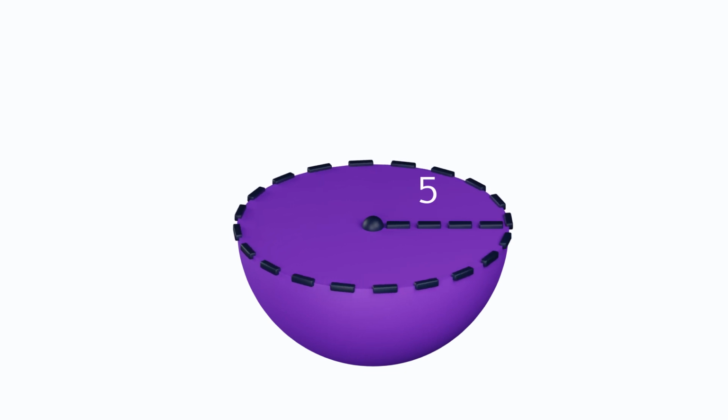You want to find the surface area of this hemisphere. The radius of the hemisphere equals 5. The hemisphere has a curved surface and a flat face, which is a disk. To find the surface area, you need to add the areas of the two faces together.